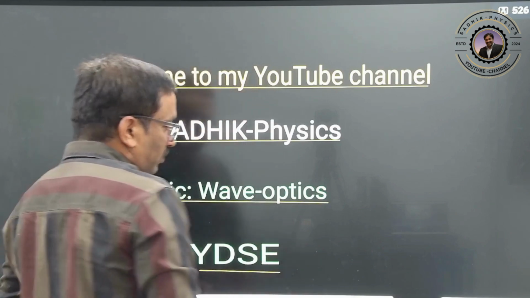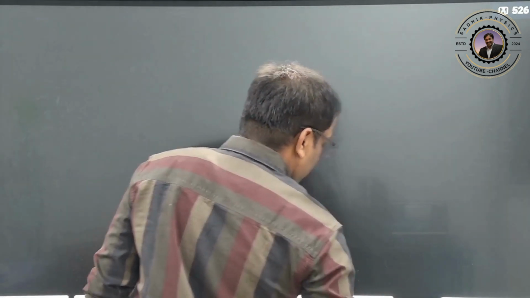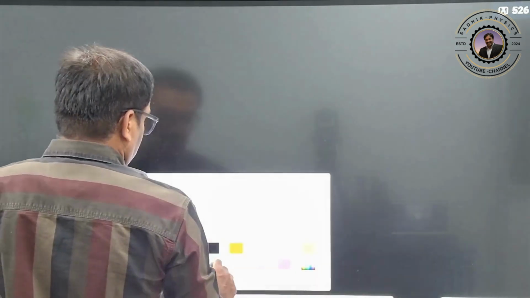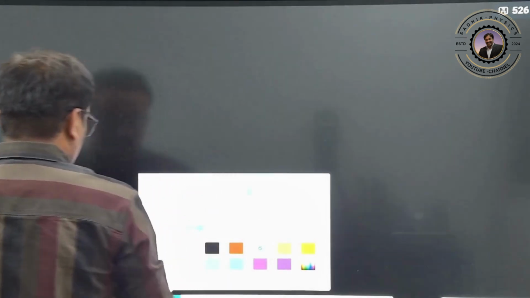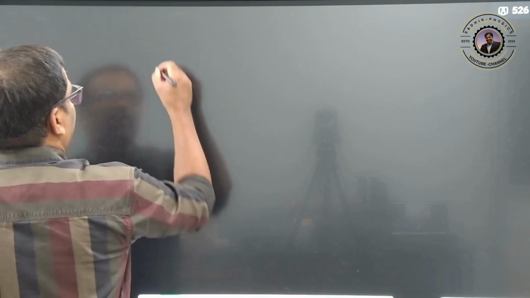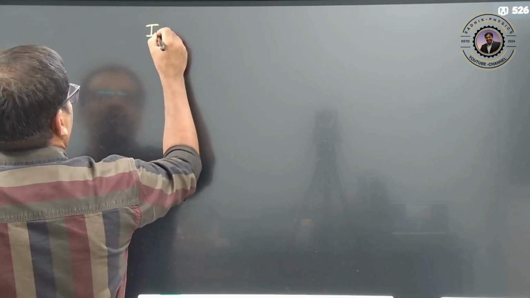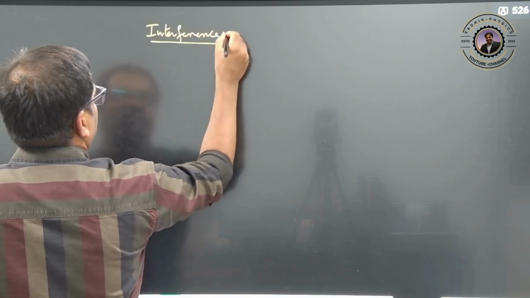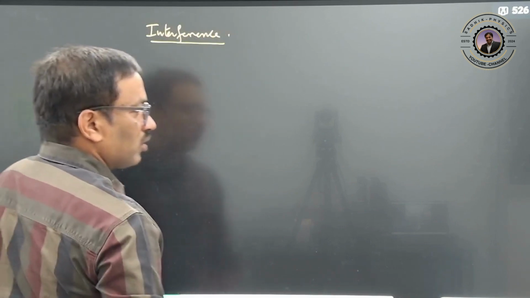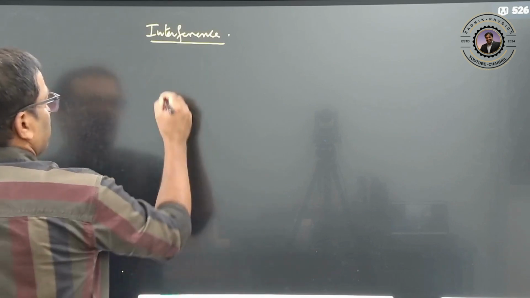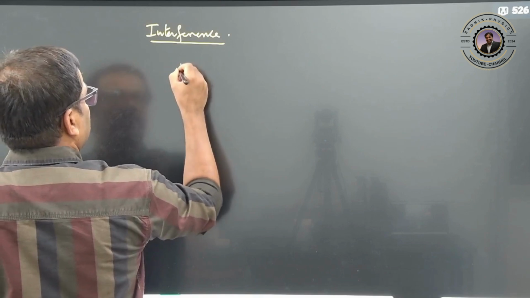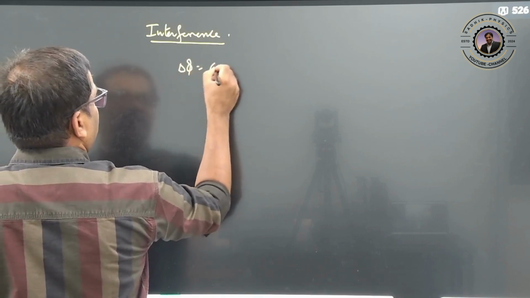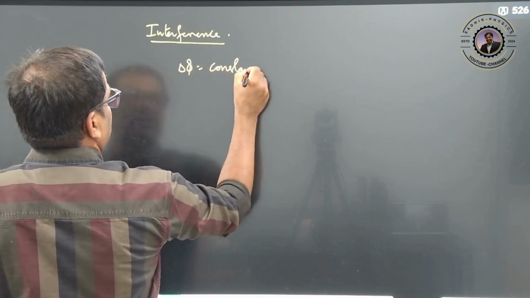Clear? Now let us just recollect the interference which I discussed in the previous concept. Just an overview. Interference is the superposition of two coherent waves. Coherent waves means what? A constant phase difference. The phase difference should be constant.